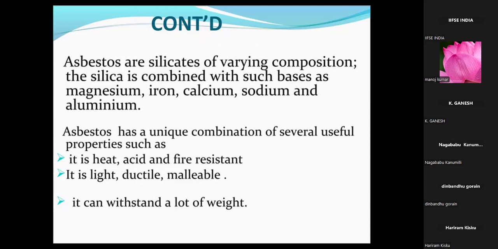So asbestos has a unique combination of several properties. The reason why some industries are still using this is because it is heat, acid, and fire resistant. This is the biggest reason why there are still some industries using this. Then it is very light, ductile, and malleable. It can withstand a lot of weight. So these are the properties that make asbestos continue to be used in industry.